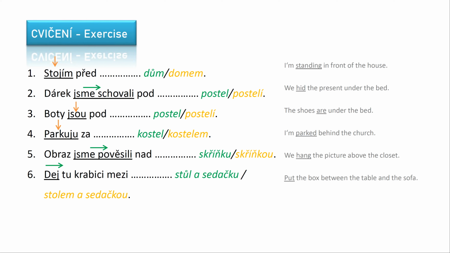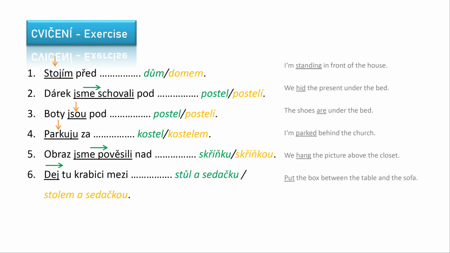Parkuju za. This might be a little confusing because parkuju can also mean I am parking at this moment, but we also use it in a sense as I am parked. That's why I also added the translation saying I'm parked. This is my place. I'm already parked here.